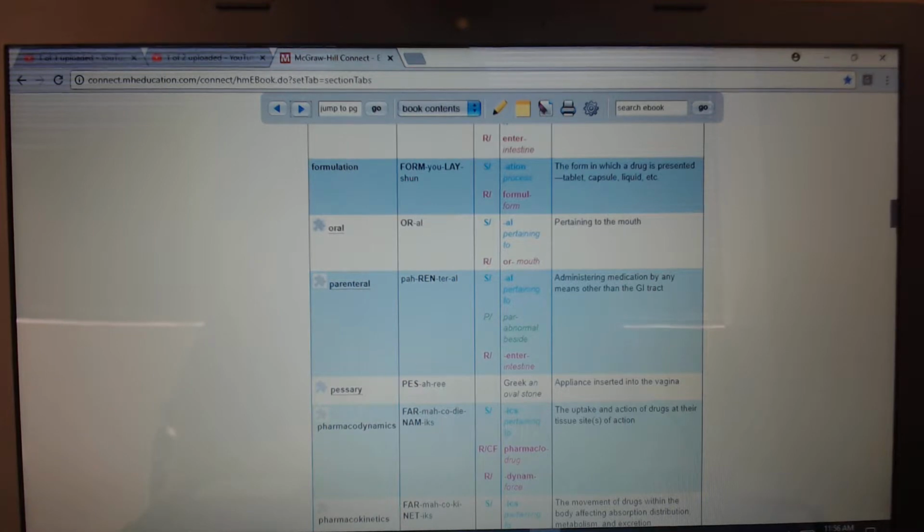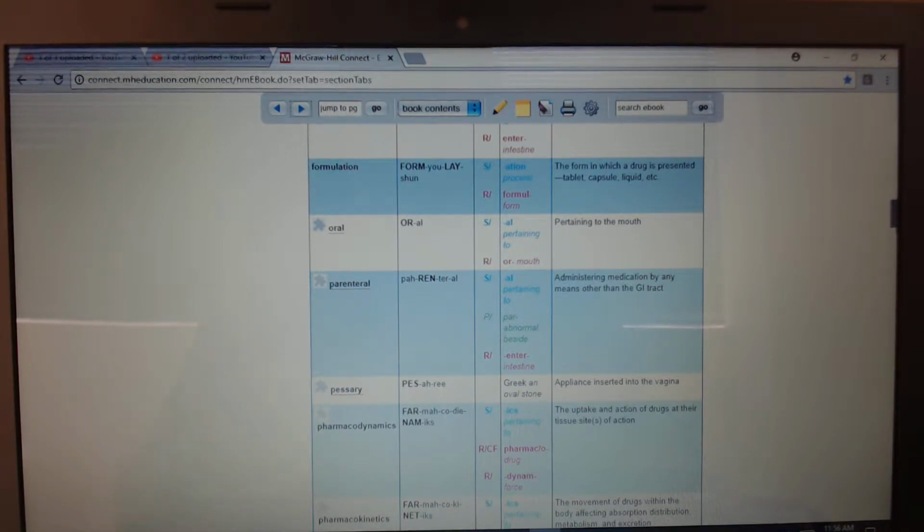Formulation, formule again means form. The form in which a drug is presented: a tablet, a capsule, a liquid. Oral, pertaining to the mouth. Oro means mouth. Parenteral, administration of medication by any means other than the GI tract. Pessary is Greek for an oval stone, an appliance inserted into the vagina.